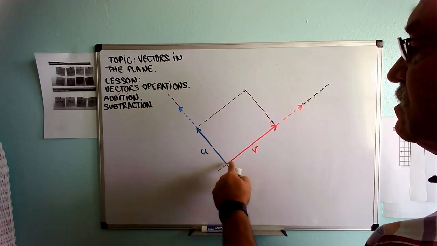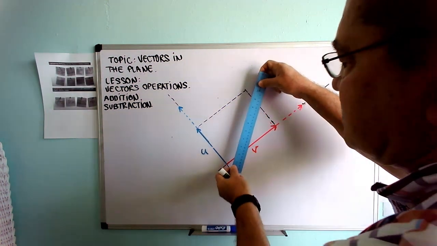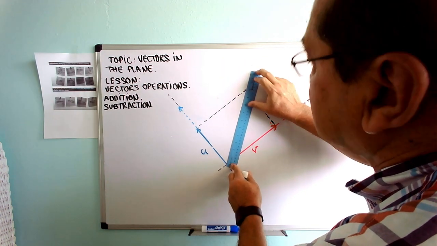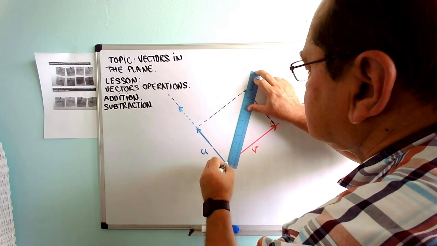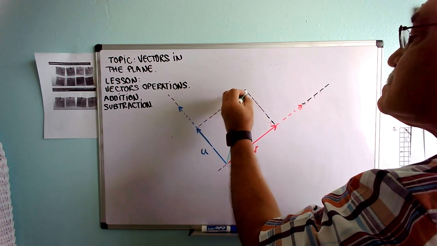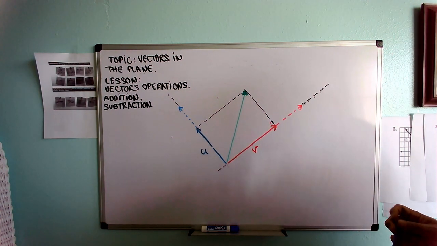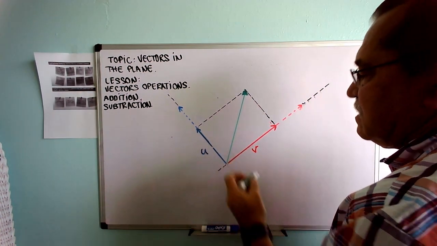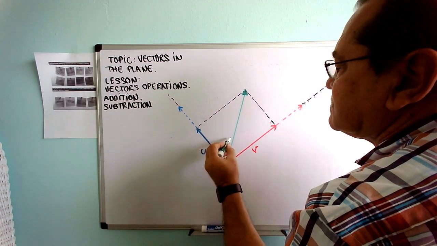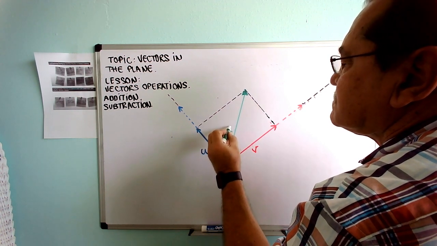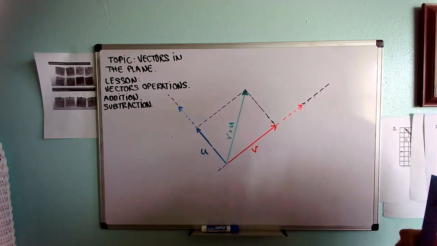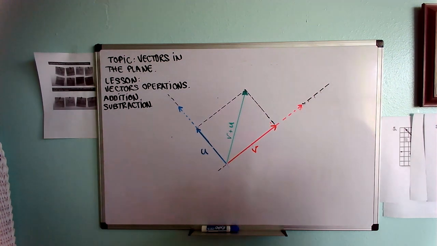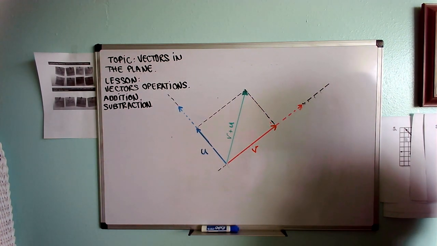Now, from the union of the two tails to this point, we are going to draw another vector. And this vector is the resultant vector. That vector is the sum of vector v and vector u. Okay, so that is using the parallelogram method.